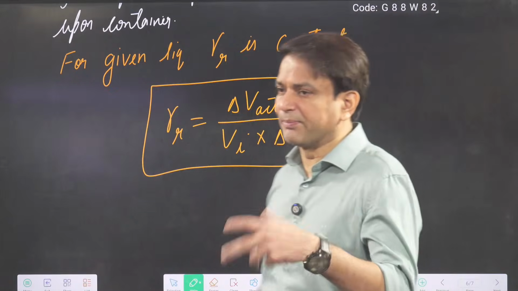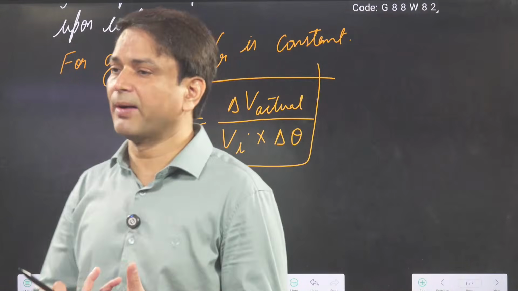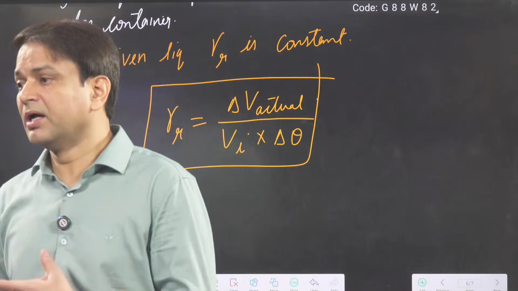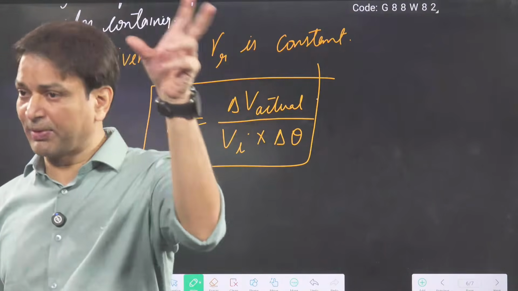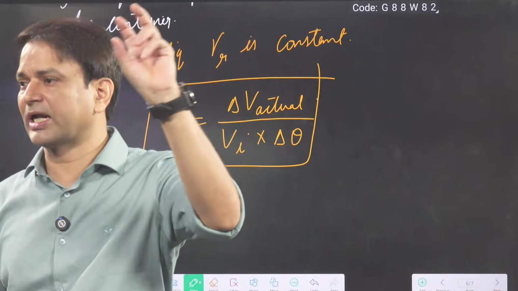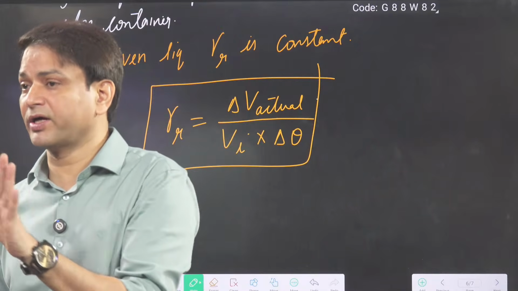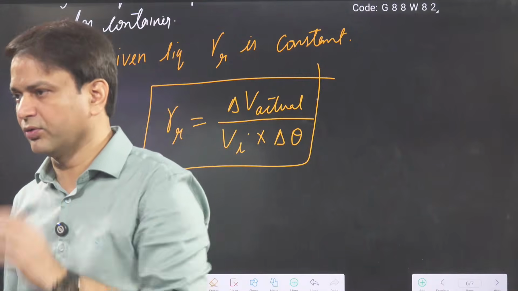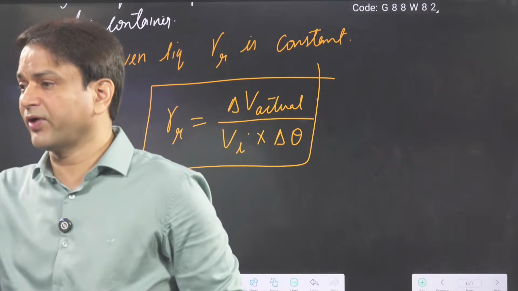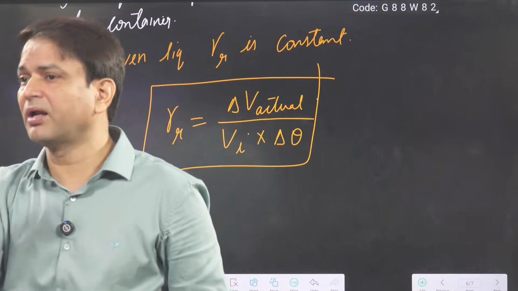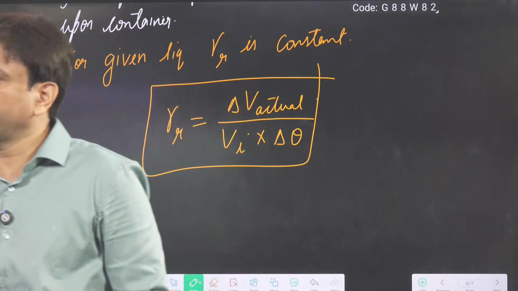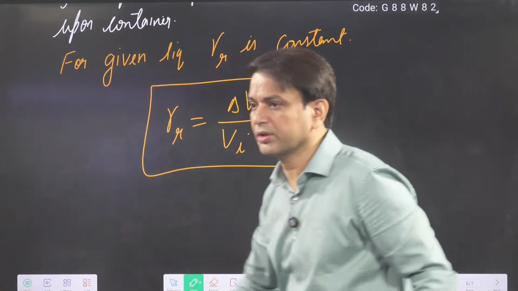Like the example I discussed: if I am asking gamma apparent, then I will define it with the 4 ml overflow. I will take delta V observed as 4 ml, the initial volume I gave as 500 ml, and delta theta whatever I give. Okay, for real expansion, what is the actual expansion? 9 ml. What is the initial volume? 500, and delta theta according to the given value.